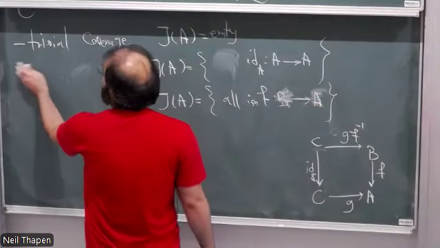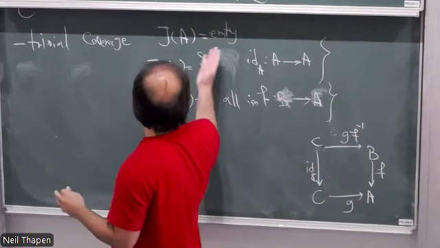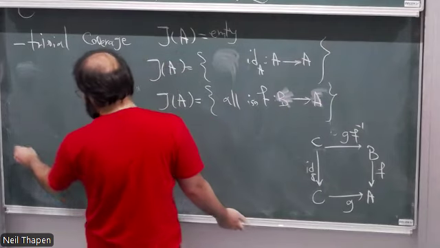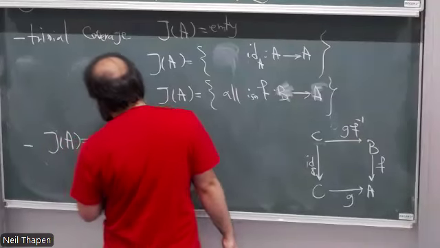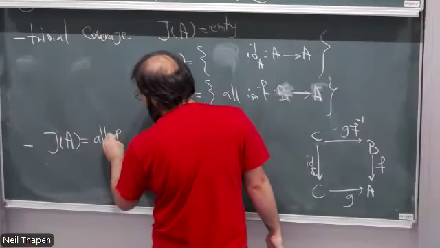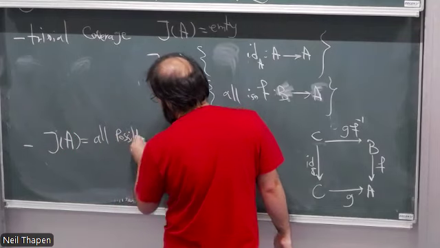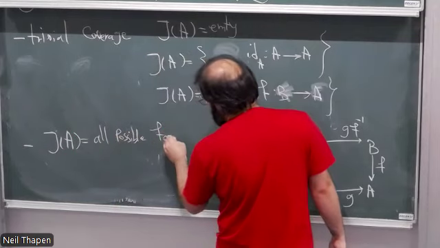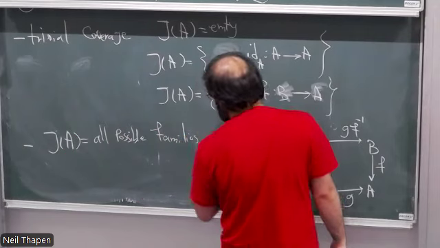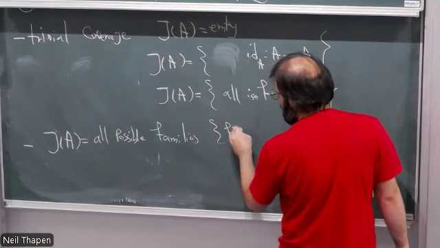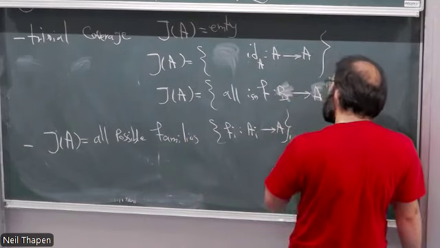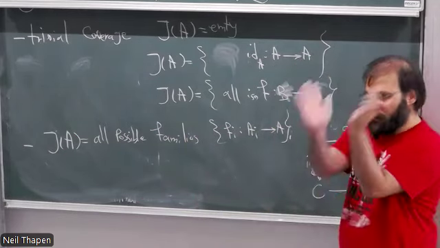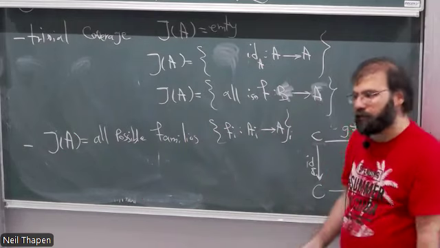There is another one. This is just the least one, and there is the greatest one. Define J of A as all possible families, all possible families like this from any A_i to A. Anything. Whatever you like. Pick just a whole collection, it's a cover.